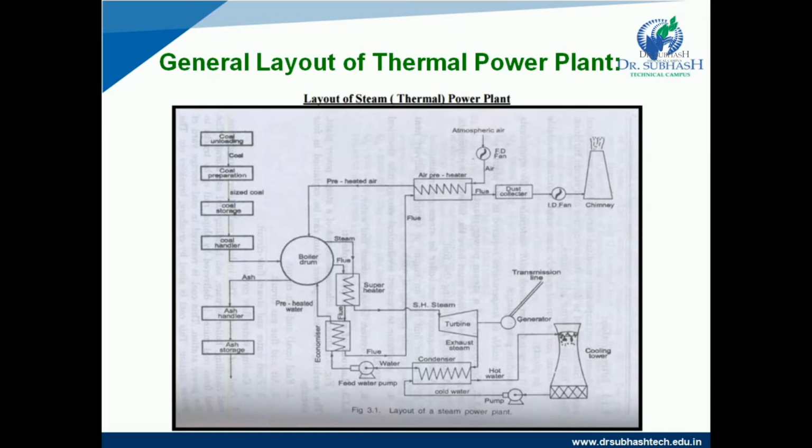So you can see in the figure, this is the layout of the thermal power plant and the different equipment used in a thermal power plant, like coal handler, ash handler, boiler, superheater, preheater, air preheater, turbine, cooling tower, chimney, economizers, etc.